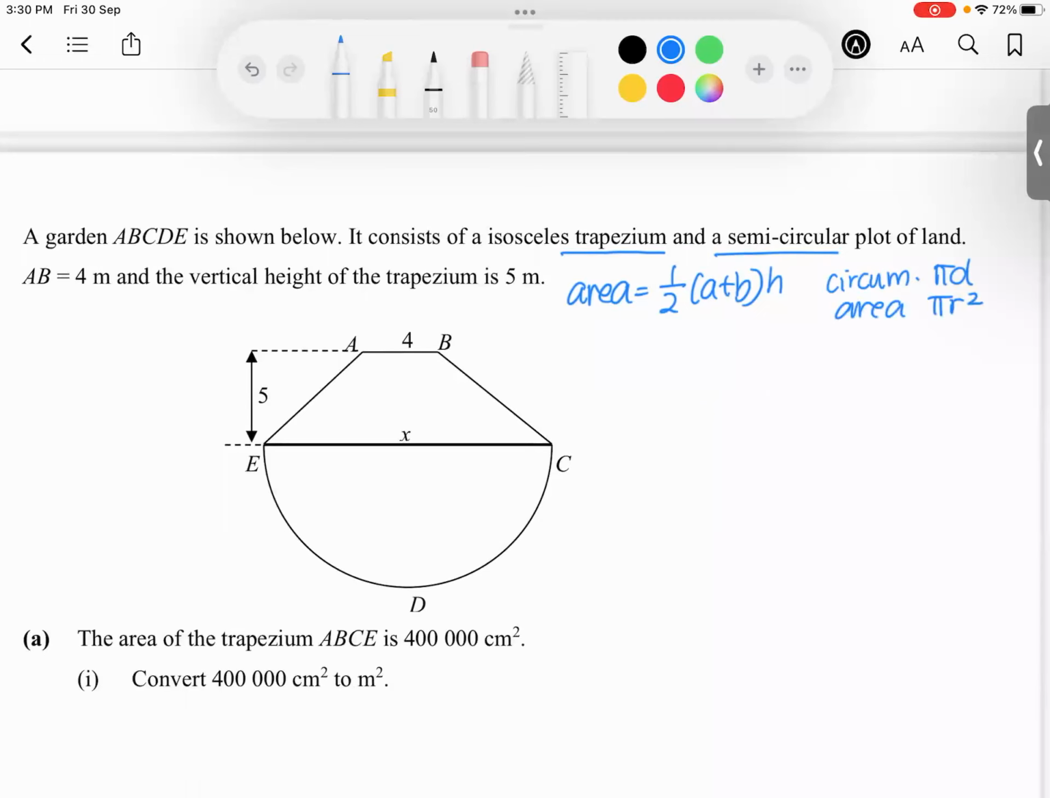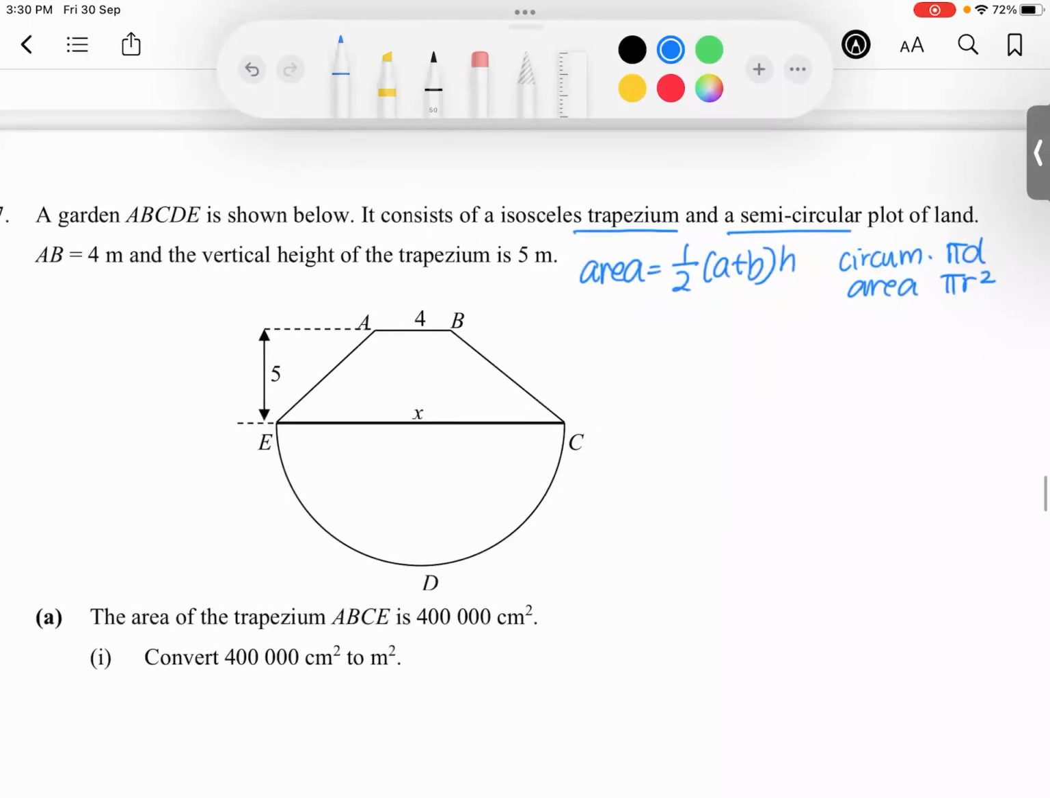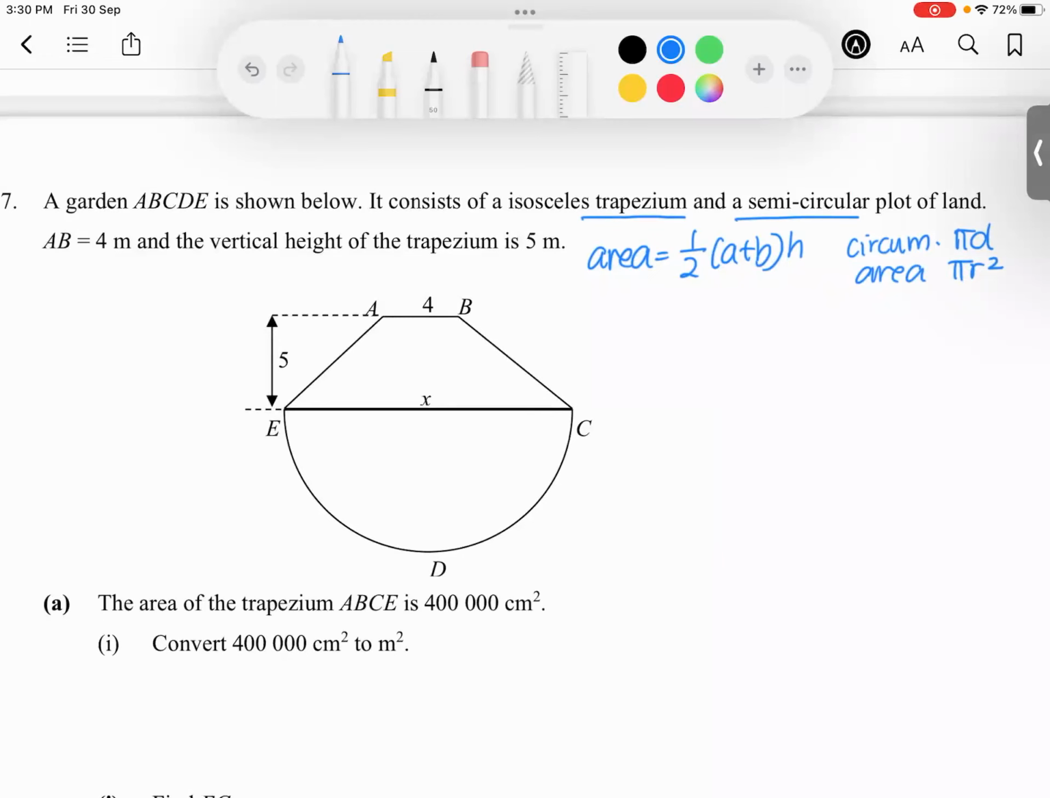Okay, so please take note of the things that you need to do. Now we look at the diagram over here. AB is equal to 4 meters. Vertical height is 5. And then you have another length over here, this is x. Something to take note of, I will first find the radius. If the whole diameter is x, then the radius will be x over 2. Now the area of just the trapezium only is 400 cm squared.